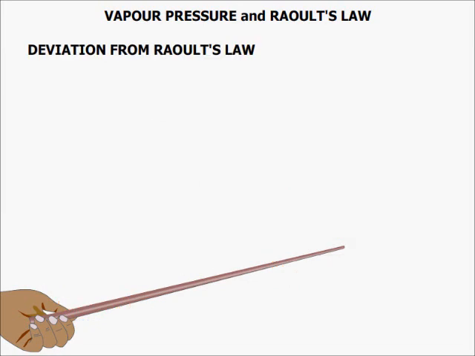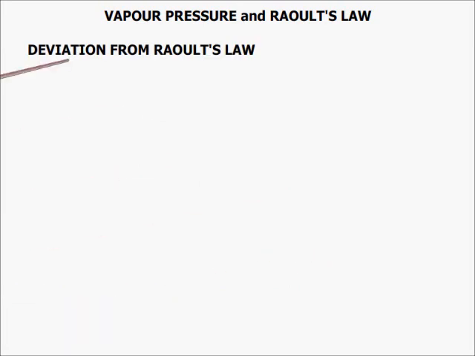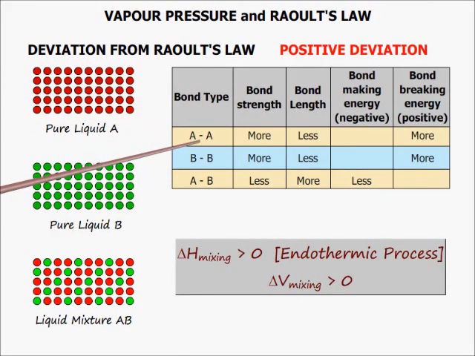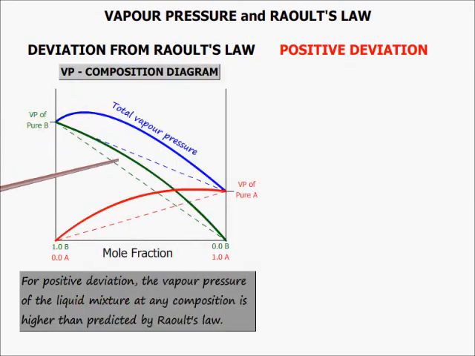In actual practice, there is always deviation from Raoult's law. There are two types of deviations. Positive deviation. Here, AA bond strength and BB bond strength is more than AB bond strength. So the A or B molecules at the surface face not only the molecules of their own kind but also molecules of the other liquid. Since AB bond strength is less, the pull on the surface molecules will be less than in pure liquid. Therefore, there is greater tendency to evaporate of both A and B than calculated by Raoult's law, shown by these curves.